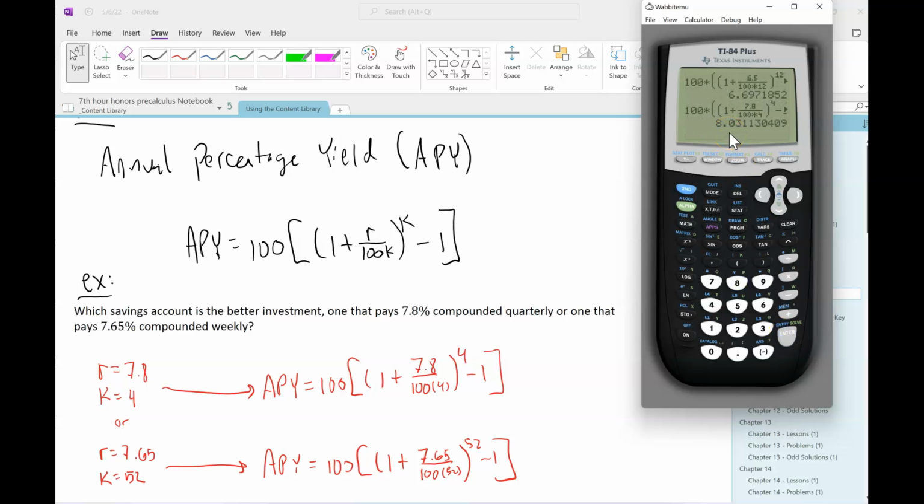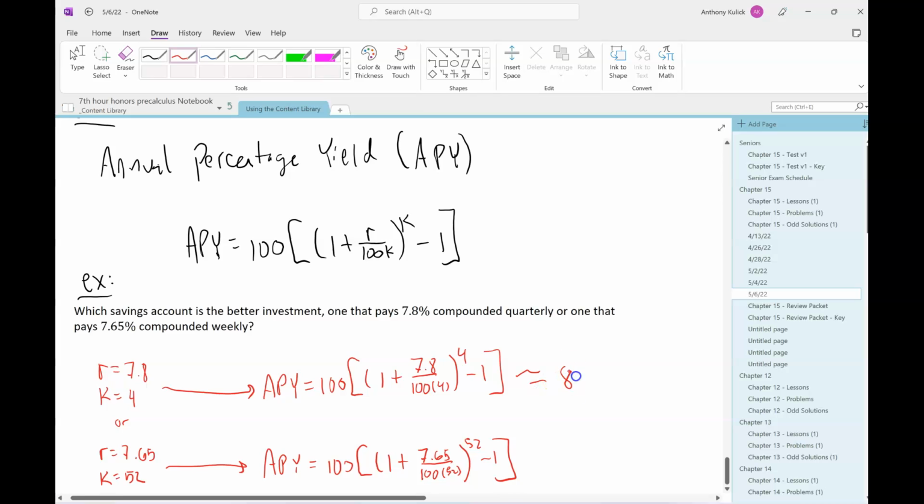All right, so the first one I got, it's equivalent to 8.03% interest. And the second one, put in the 52s for the Ks and change the R to 765. At 794. Oh boy. So when we say better investment, we want the bigger APY, right?